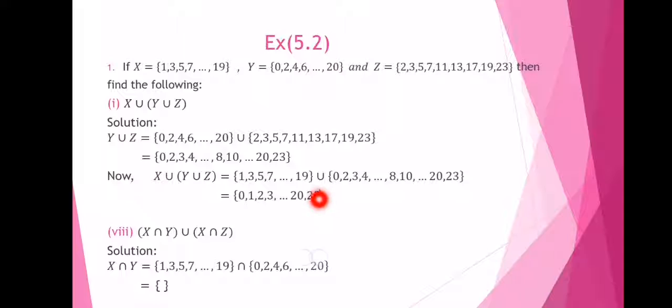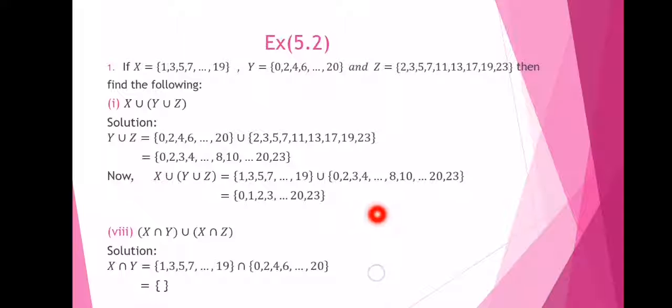So X union Y union Z is equal to 1, 3, 5, 7 up to 17 union 0, 2, 3, 4 up to 8, 10 up to 20 and 23. After combining these two sets and writing them in the form of a single set, we get 0, 1, 2, 3 up to 20 and 23.